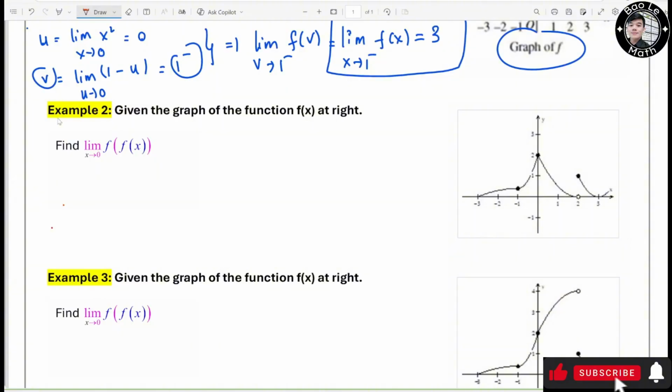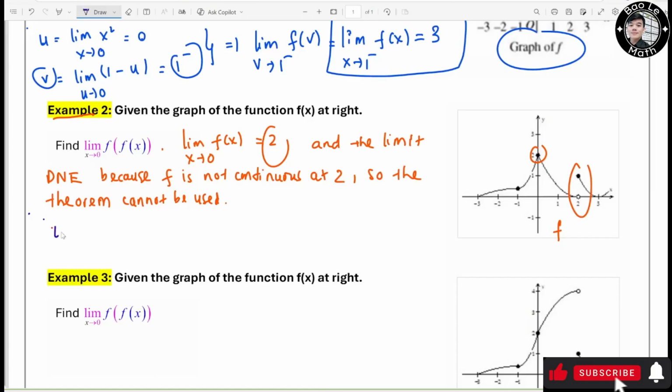Now let's move on to example number 2. We need to find the limit of f of f of s when s approaches 0, right? So first we need to find the limit of the inner function, f of s when s approaches 0. We're going to use the graph here, it's actually 2, right? Now look at the function f of s right here. It's actually discontinuous at s equals 2, right? So the theorem cannot be used, right?